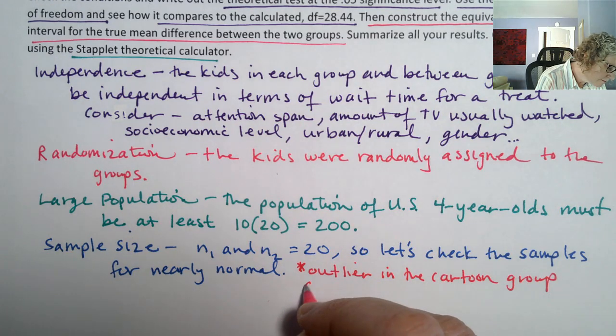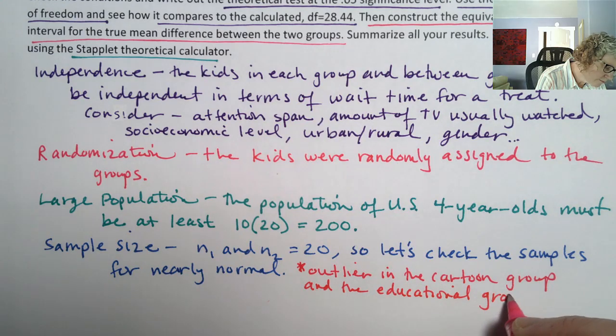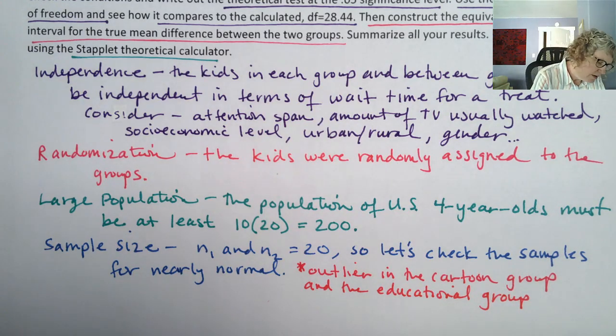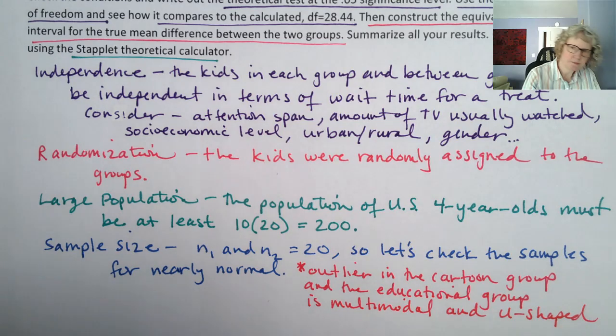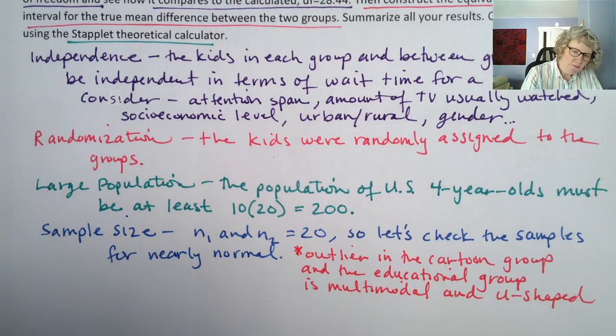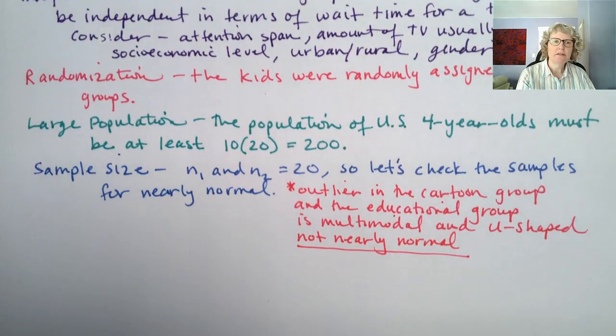And the educational program group is multimodal and U-shaped. Okay, so I have my doubts about nearly normal. I'm going to say not. Okay, not nearly normal. All right, so that's a bummer.